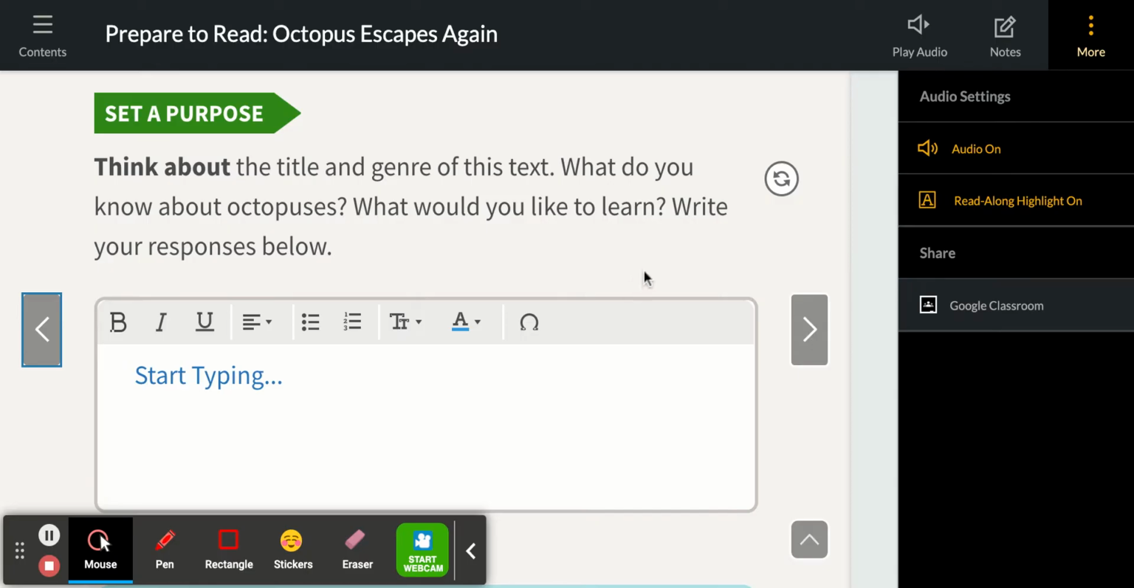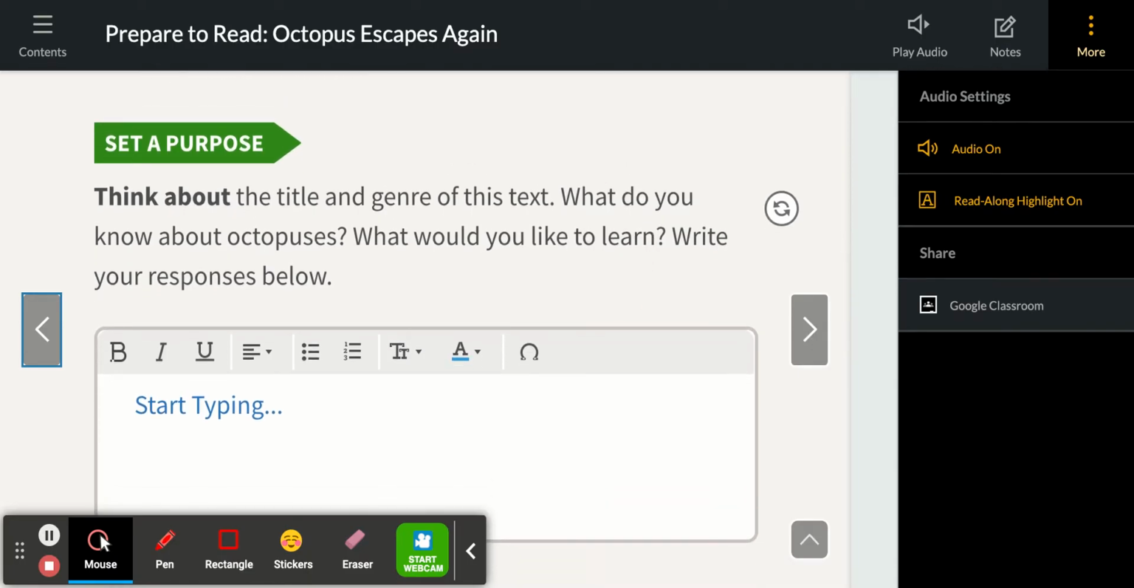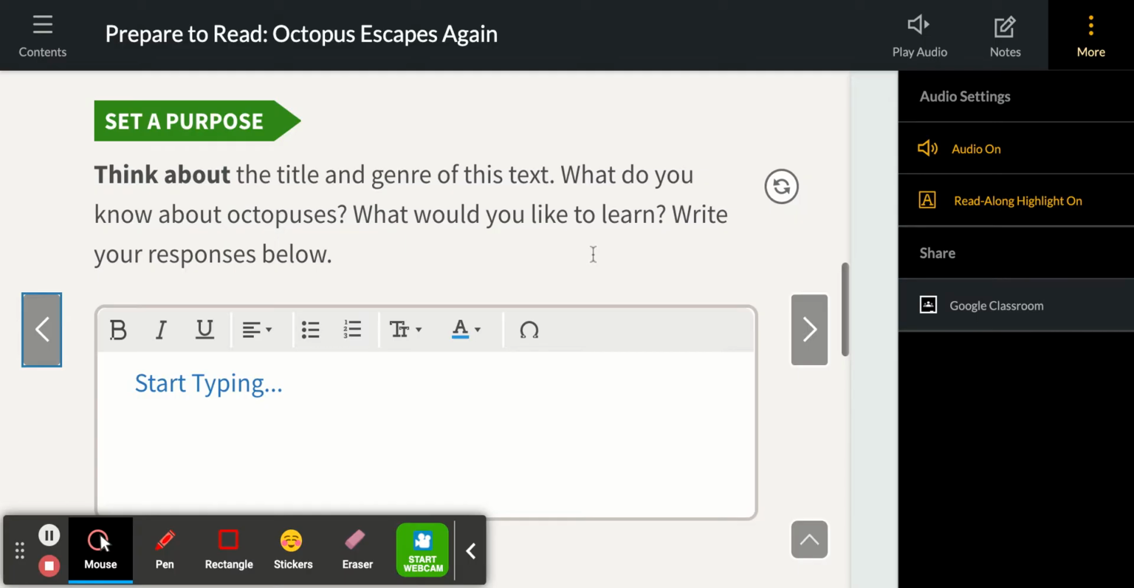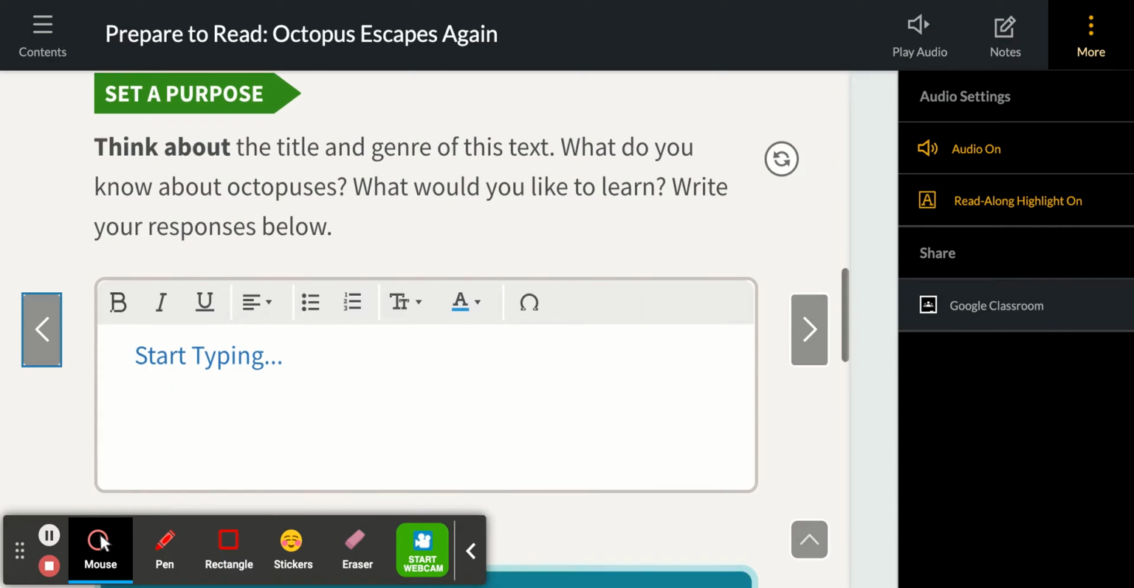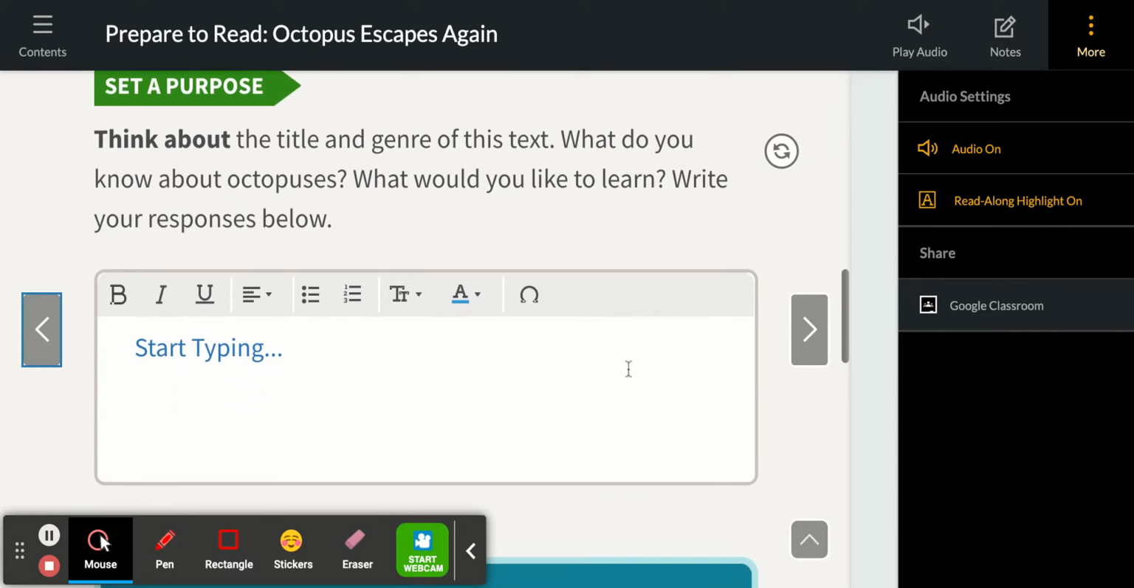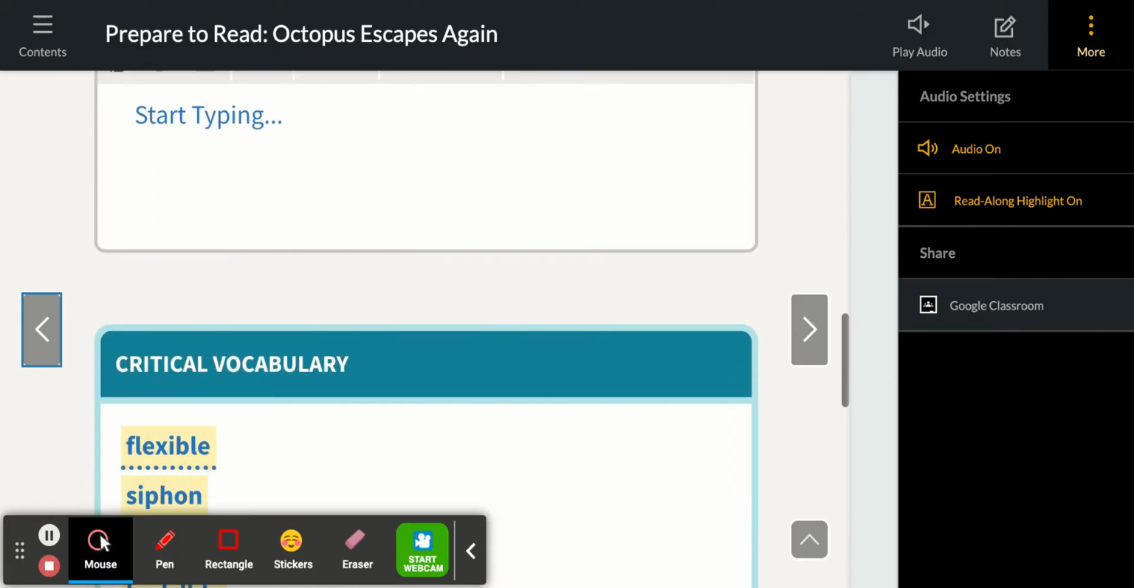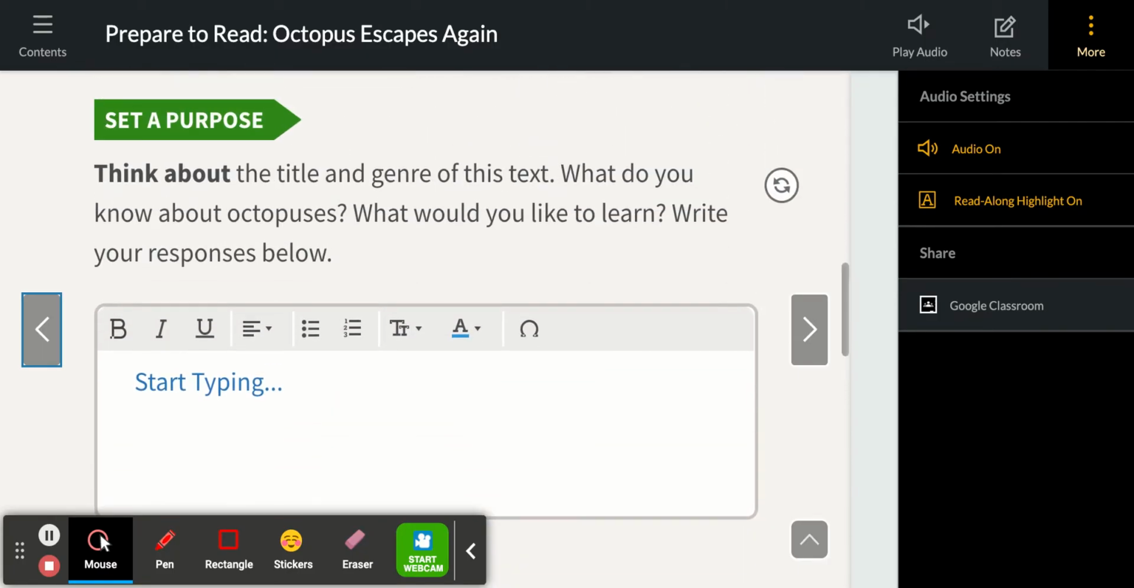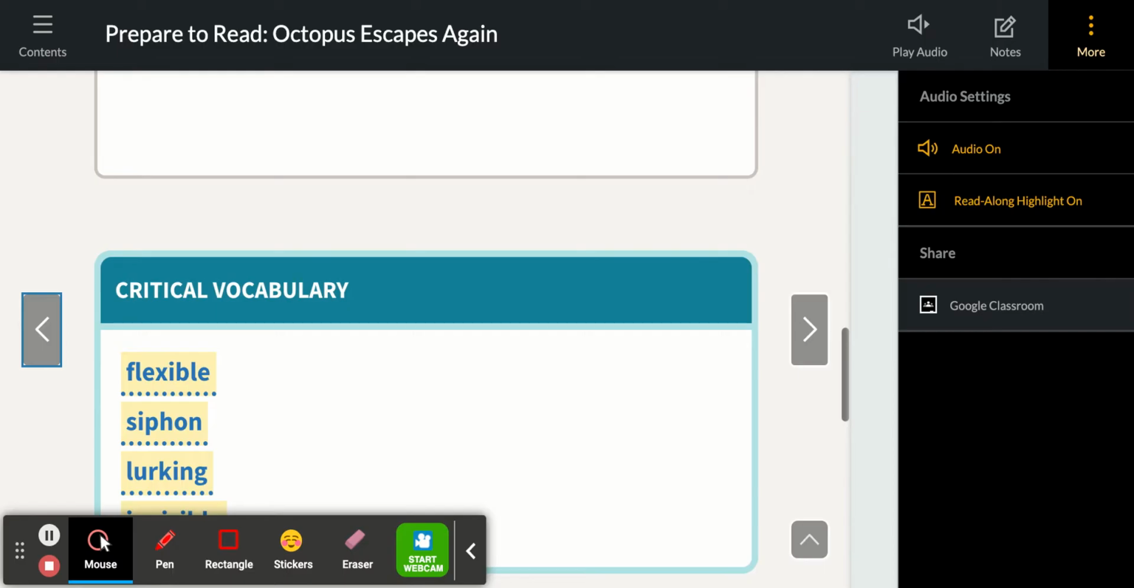So if we think about the title and the genre of the text, what do you know about octopuses? Do you know anything about them? And then what would you like to learn about? Perhaps, what would you like to learn about octopuses? I'll give you a couple seconds to think about that. Okay, so hopefully you know something about octopuses and hopefully you want to learn something.